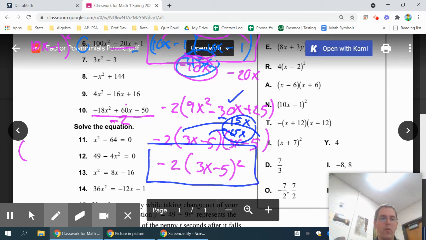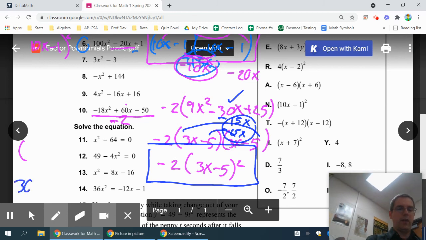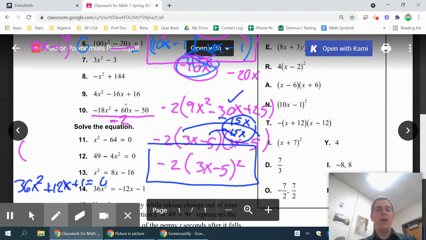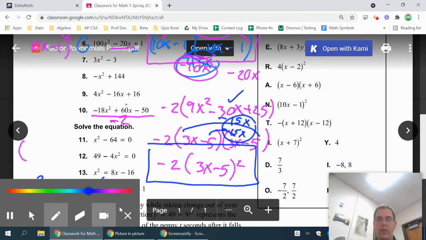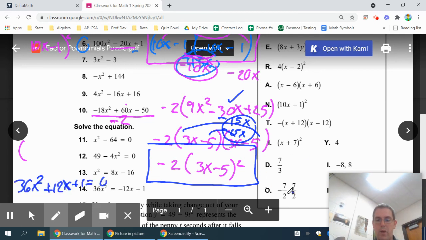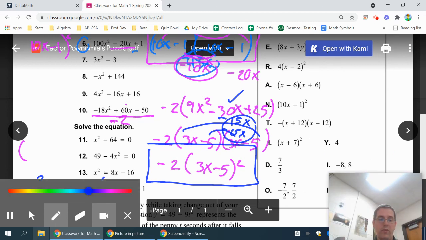For one like number 14, we won't take the time to work through it, but your first step would be to get everything on one side. So 36x squared plus 12x plus 1, and then you would need to factor it like we did just a second ago, and then set both of your parentheses equal to 0 like we did on the last worksheet. And of course, the ones that say solve are going to give you the answers like down at the bottom of your box, like these here are going to be the ones you get for the answers to those solved problems.